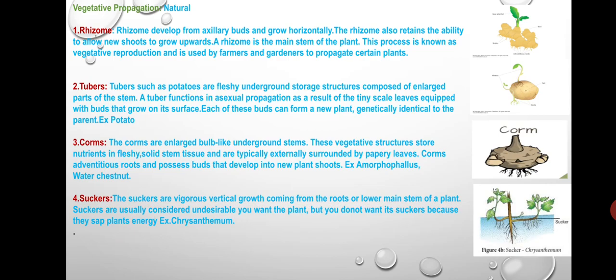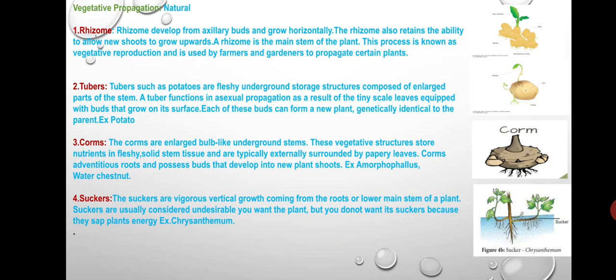The first one is the rhizome. Rhizomes develop from axillary buds and grow horizontally. The rhizome also retains the ability to allow new shoots to grow upwards. A rhizome is the main stem of the plant. This process is known as vegetative reproduction and is used by farmers and gardeners to propagate certain plants. The best example is ginger.